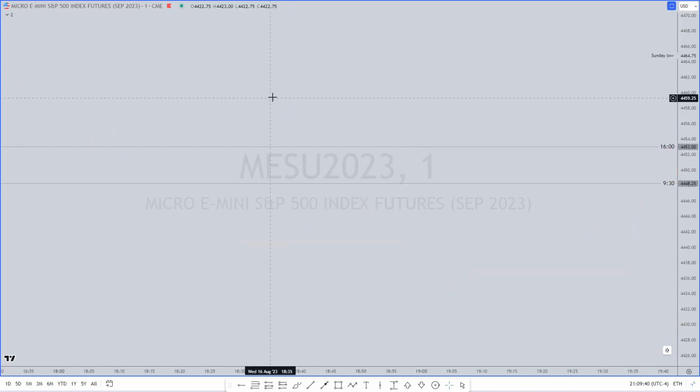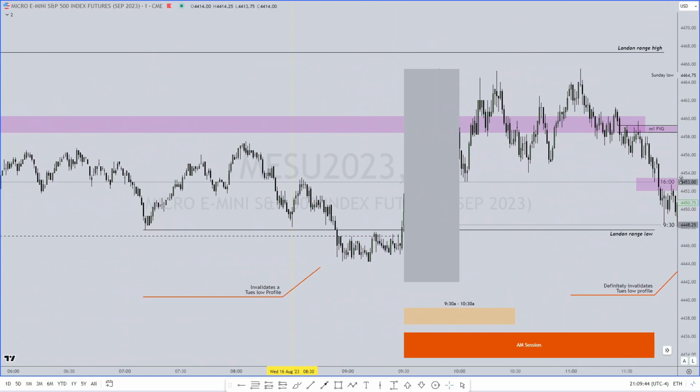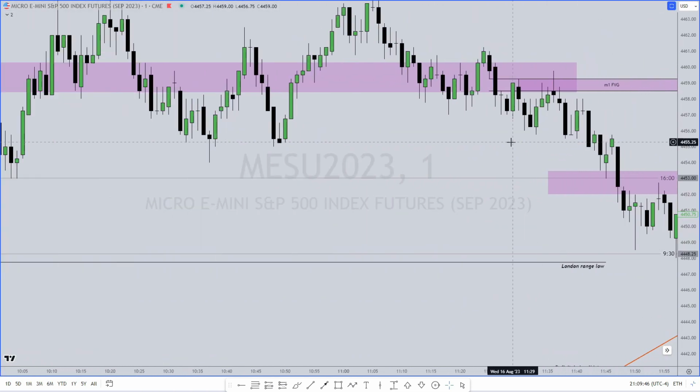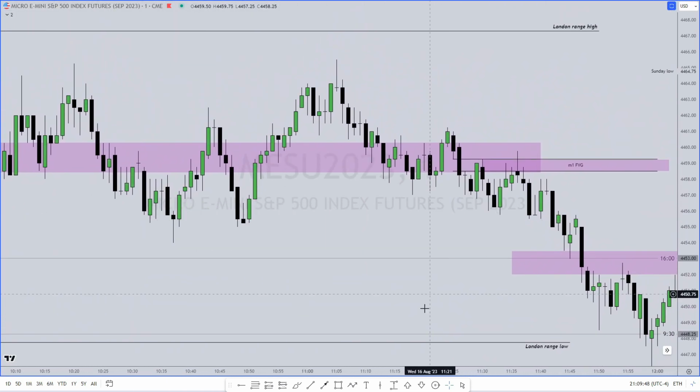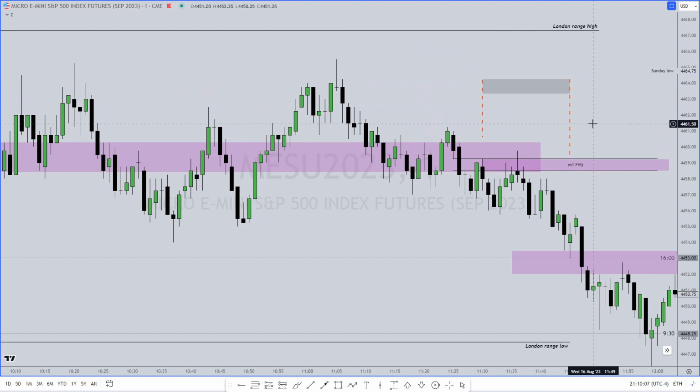I'm gonna go down to the 1 minute and scale all the way back here. So 11:30 to 11:45, which would be 11:30, 11:45. So in this segment of price, I'm watching to see if there is any meaningful breaks or fair value gaps that I can use.